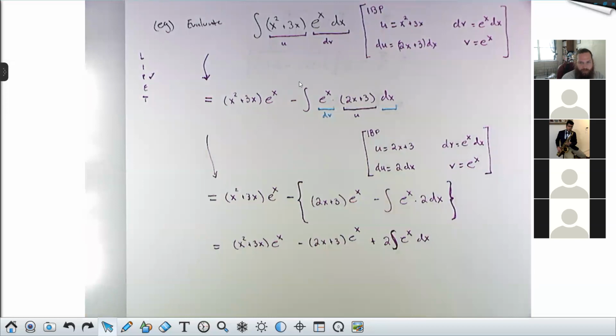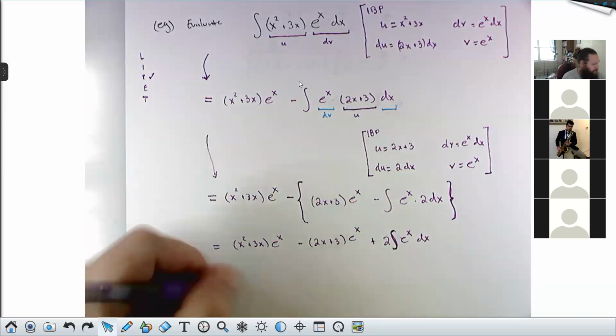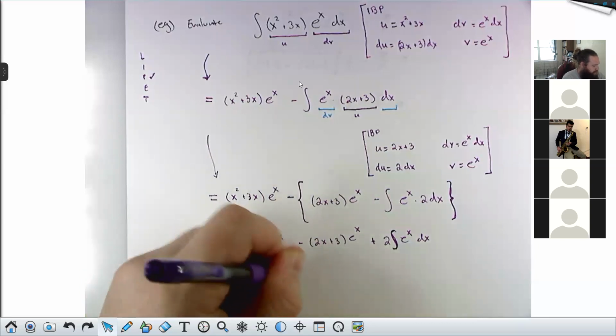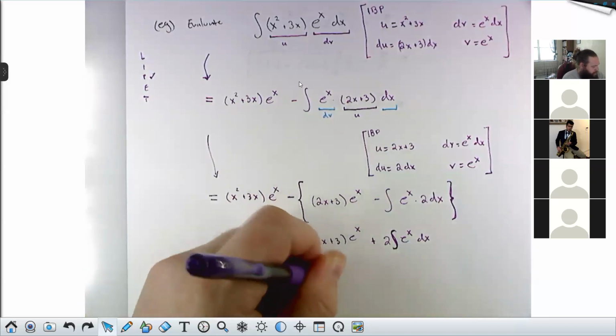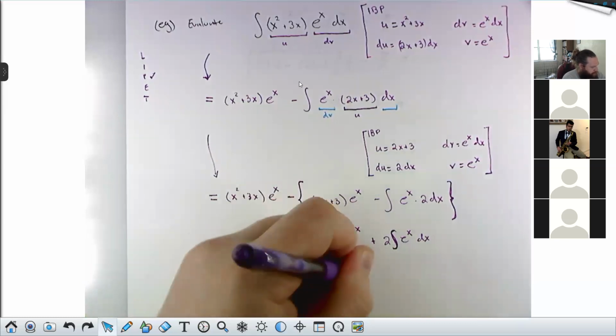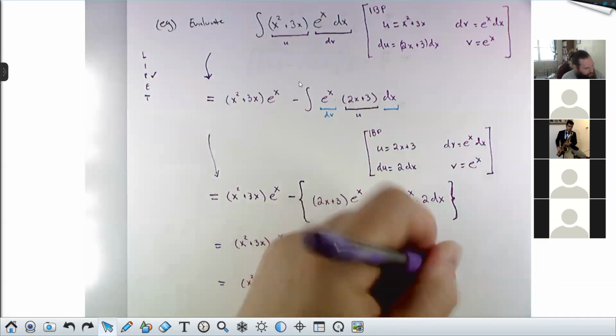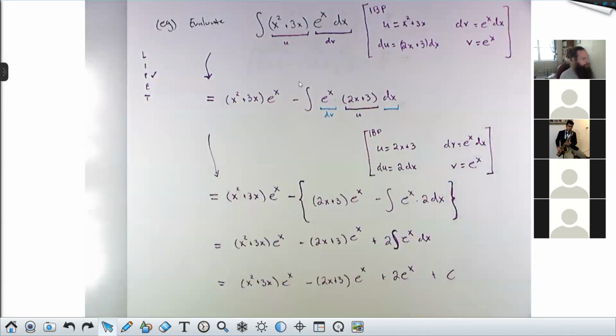Everybody with me up to this last line? Now things are easy. I know the integral of e to the x. That's just e to the x. So we're going to get x squared plus 3x times e to the x minus 2x plus 3 times e to the x plus 2 times e to the x plus C.